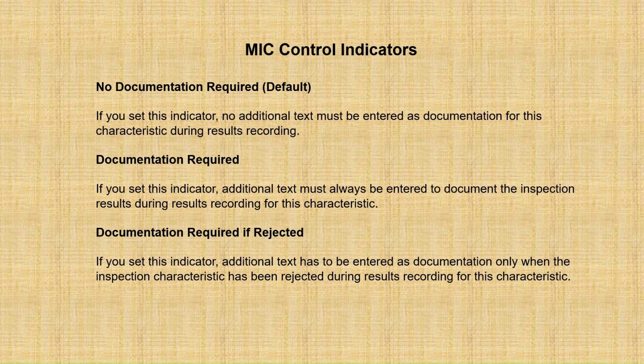Just now you have seen that we can add the documentation along with the MIC when we are doing the result recording. If my MIC results are okay and within the specification, then I don't want to do the documentation. If my MIC is rejected, then I need to enter the text. Only in the case of rejection, I want to write the text or a comment, what kind of defect I have noticed or any extra comment I want to add along with this MIC.